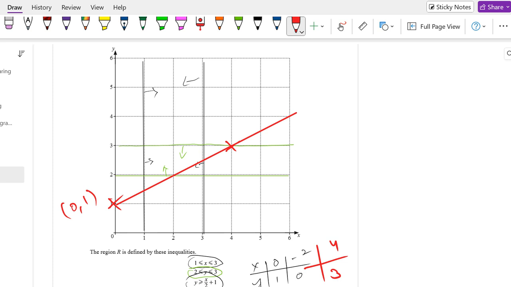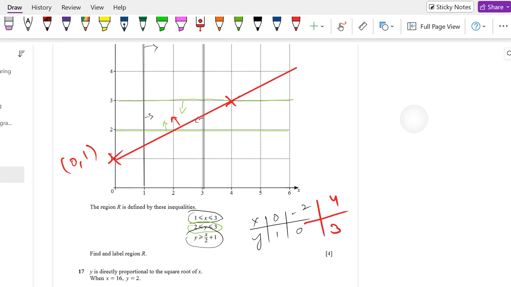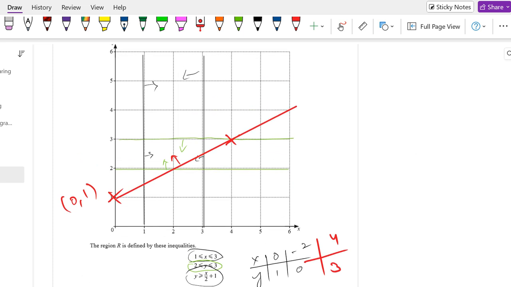And the region says it's greater. So it will point over here. Do we have to shade it? No, we just need to label it. So this would be our region R.